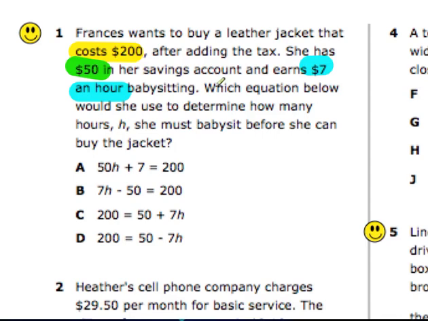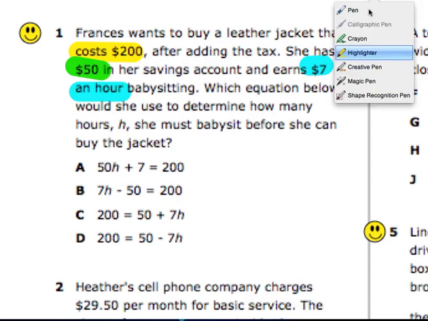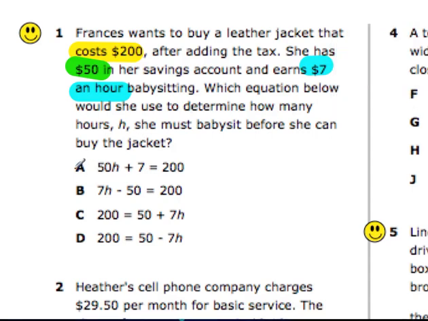Remember, this tells us that we're going to multiply 7 times the number of hours that she babysits in order to find out how much money she gets for her babysitting. So when we look down, we see that A does not multiply 7 times H, so it can't be there.